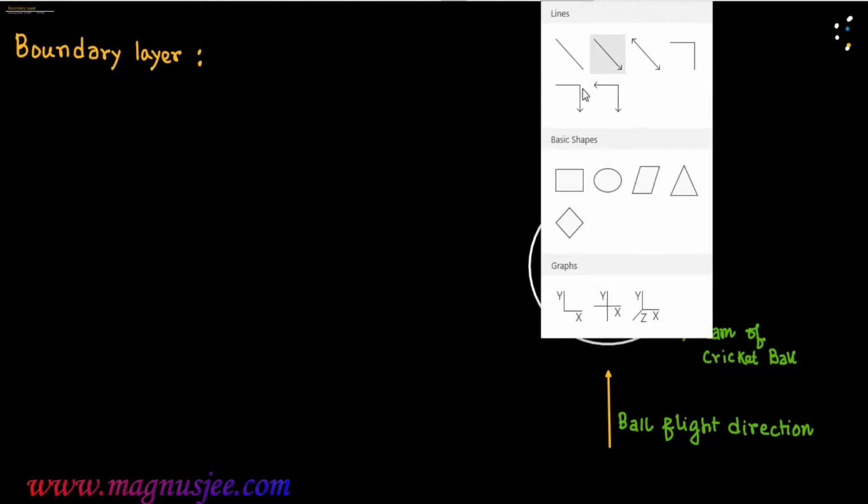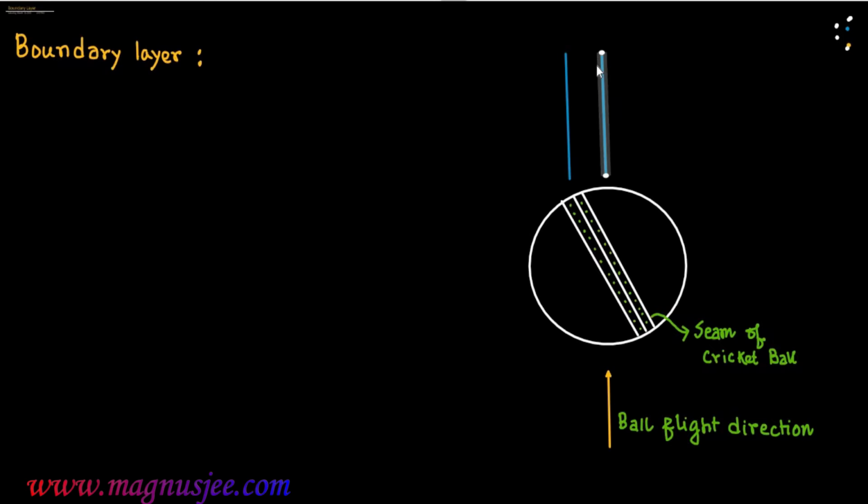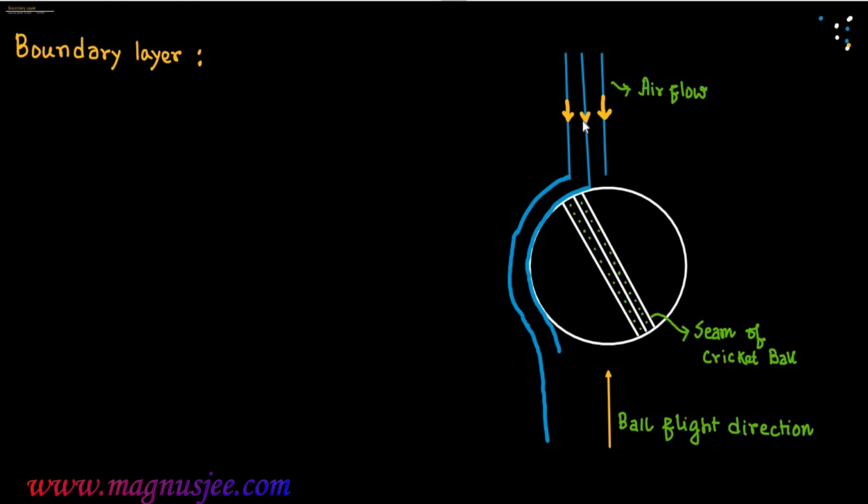This is the direction along which air flows. That means air flows in the backward direction with respect to the direction of ball flight. And the laminar flow over the seam side of the ball is converted into turbulent flow. So a thin layer of air which is formed on the seam side of the ball is called boundary layer, and on the non-seam side of the cricket ball, air flow will be laminar flow.